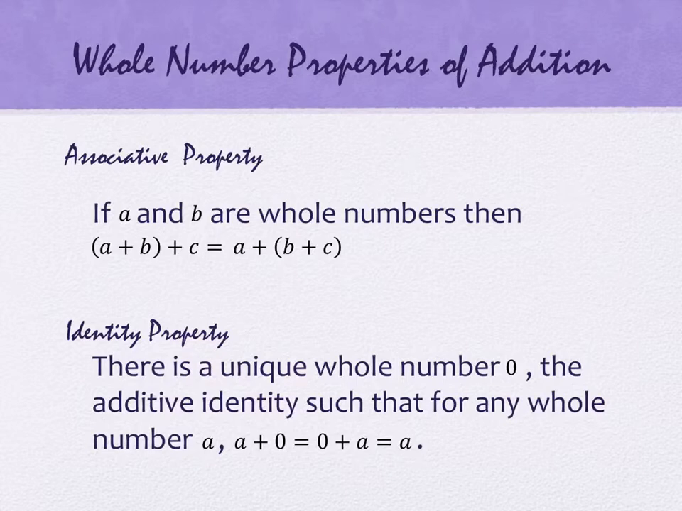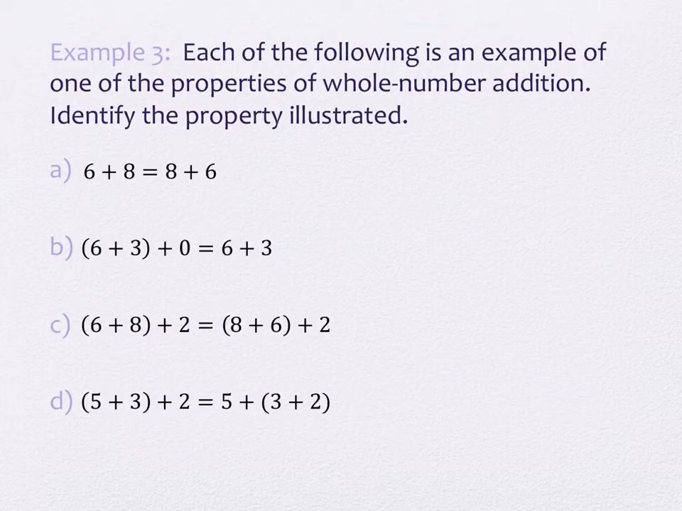Identity property says that there's a unique whole number 0, so that when you add it to something, it doesn't change things. In particular, you've used this property for quite some time when you add the same number to both sides of an equation, right? When I add things together on both sides, it doesn't change a value. That's actually a portion of the identity property. So what we're going to do next is we're going to take a look at 4 examples, and we're going to identify the property that's going to be used in each example.